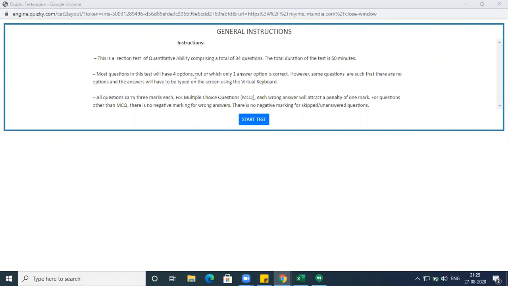Most questions in the test will have 4 options, out of which only one option is correct. However, for some questions there are no options, and the answer will have to be typed on the screen. Each question carries 3 marks, multiple choice, standard. Okay, let's start.